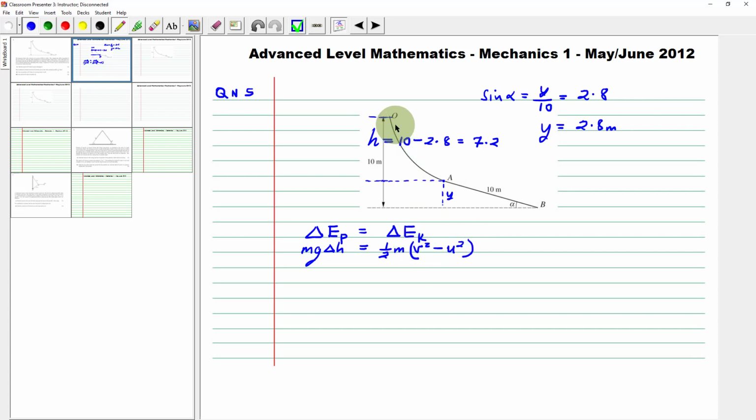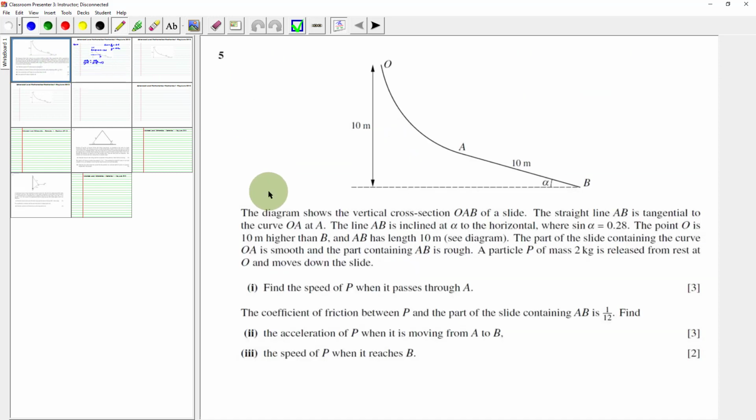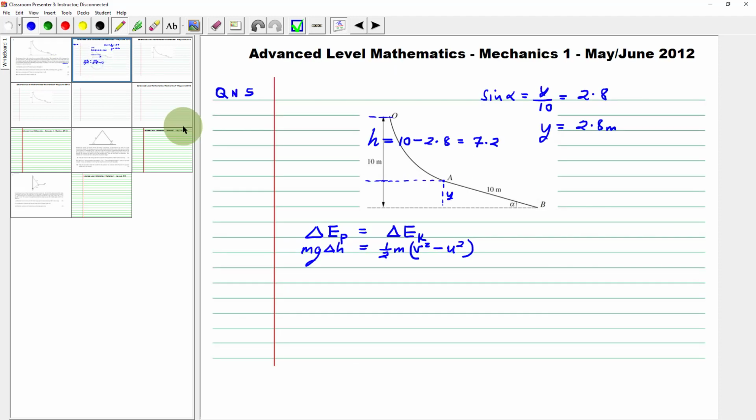Of course, we know it starts from rest at this point. We've been told that a particle P of mass that is released from rest, so that confirms that u is 0. So here we have 2 kilograms times 10 times 7.2, because that is the decrease in height, equal to a half times 2. Even if the masses were not given, they would cancel out comfortably.